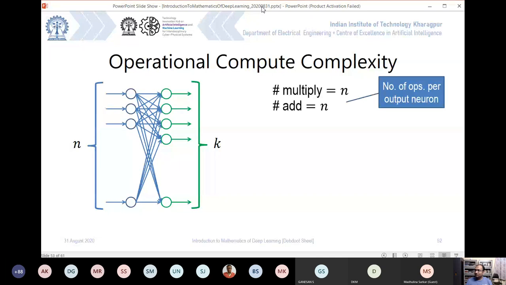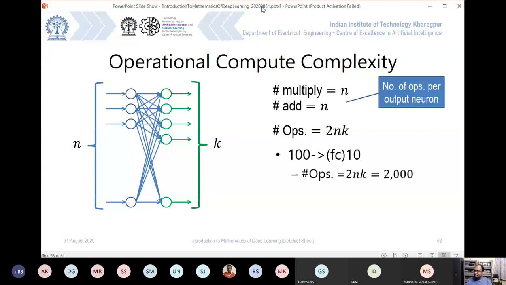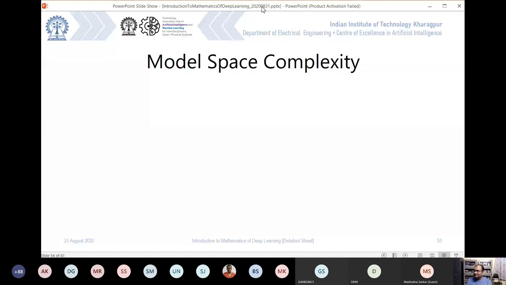Now, if you look into the compute complexity, the basic operations are multiply and add. In some cases, we might have logical operations. In some cases, we might have some square root operations as well. But here we are looking at multiply and add kind of operations. And so essentially, my number of operations becomes 2nk. So if I have 100 neurons connecting to 10 neurons, I have 2000 operations. If I have 4096 connecting to 1000, I have 8 million operations. So these are not linearly scaling up. You need to understand how much time it will take, which is what will come from here.